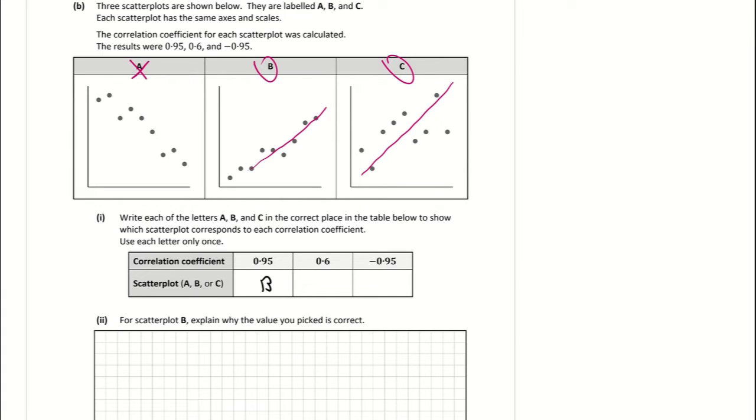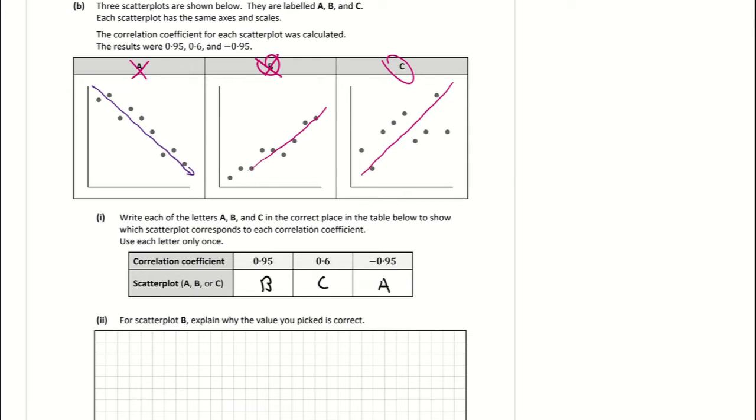I then need 0.6, which again is a positive value. I've used B, so I can't include that one now, that's gone. So my only remaining positive graph is C. And the reason why A then must be negative 0.95 is because it's going down from left to right, and they are fairly grouped around that line of best fit.